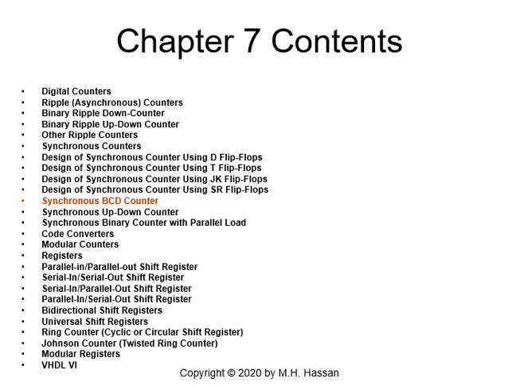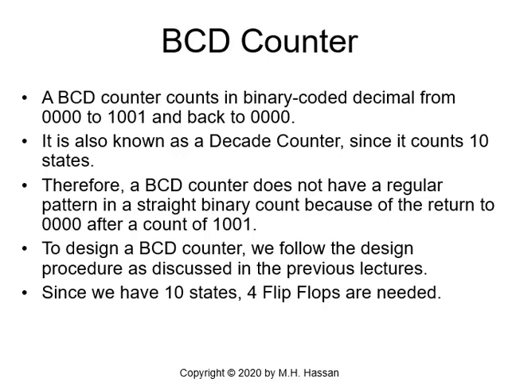In this lecture, we are going to cover Synchronous BCD Counter, which is highlighted in the color red. What's a BCD counter? A BCD counter counts in binary coded decimal from 0000 to 1001 and back to 0000. It is also known as a decade counter since it counts 10 states. Therefore, a BCD counter does not have a regular pattern in straight binary count because of the return to 0000 after a count of 1001.